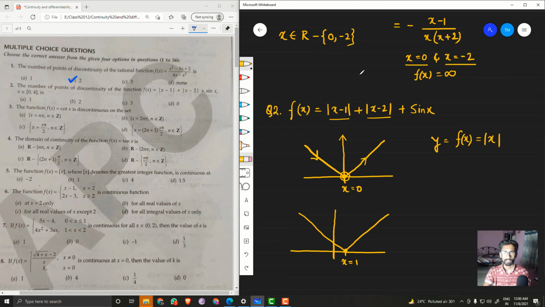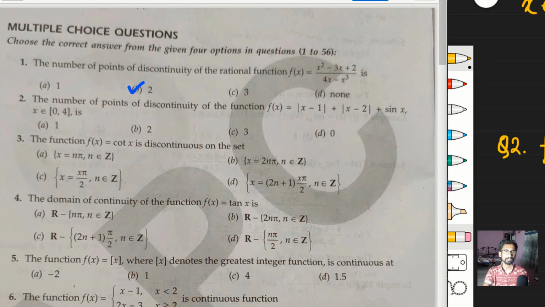And as we all know, the trigonometric functions sin x and cos x are always continuous for the real values of x. So the combination of 3 continuous functions is always a continuous function. So in this case, the number of points of discontinuity will be 0. So option D is the correct answer.